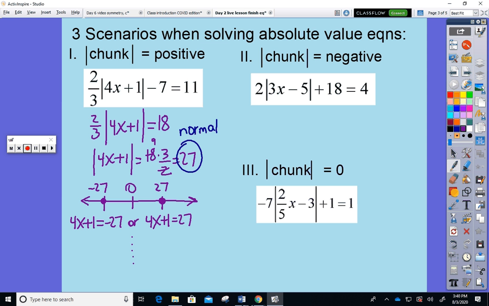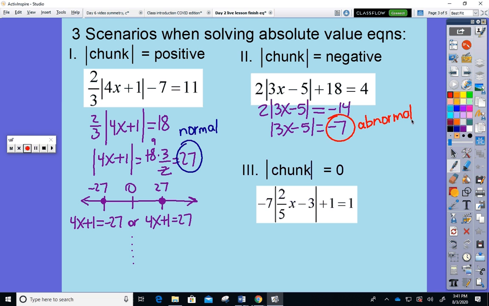Now, what about the others? Well, you do the same thing. The first thing I do is absolute value of 3x minus 5 times the 2 equals 4 minus 18. Isolate the chunk by dividing by 2. Now, if you get a negative number here or a 0, it's an abnormal case. And in abnormal cases, you don't necessarily do the work or as much work. You stop and think through it.